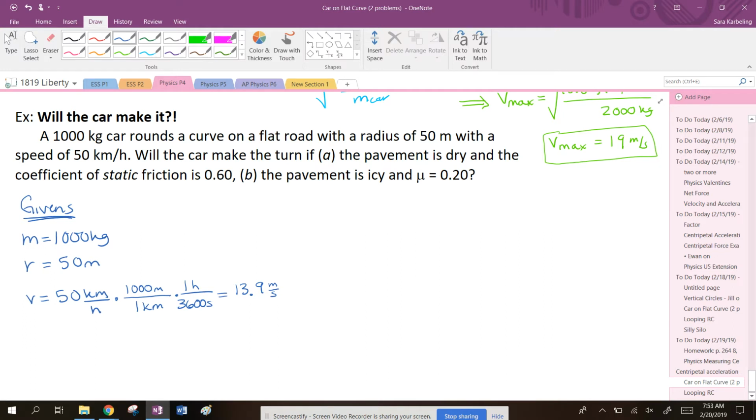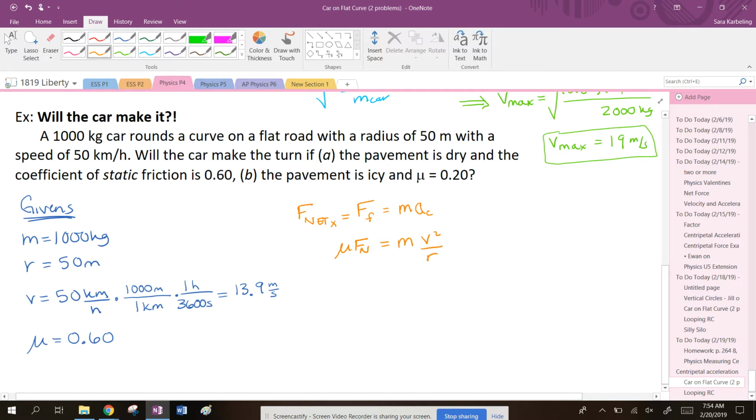Will the car make the turn if the pavement is dry and the coefficient of static friction is 0.6? So what does that mean? Will it make it? We don't usually ask that question, but let's figure it out. It's going to be the same setup in terms of our F-net equations as before. F-net in the x direction: the only thing that's keeping it in that circle is the frictional force, and the frictional force is causing a centripetal acceleration. So this is mu times Fn is equal to mv squared over r.